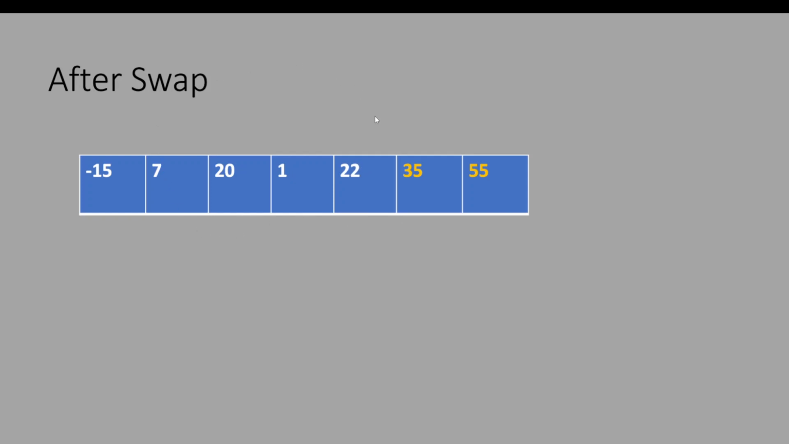Now again, the loop will run for these elements and the swapping will be done, and at last we will have the sorted array, that is this. There's a mistake, this one must be at the 7th location. So yeah, that's it.